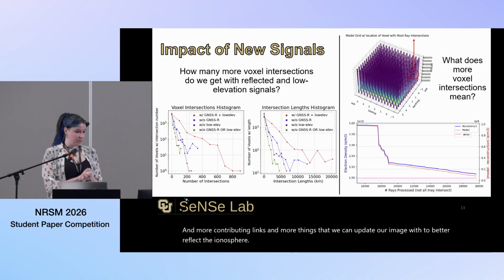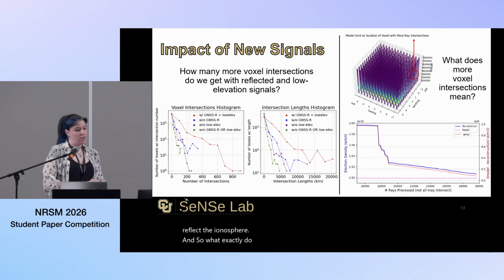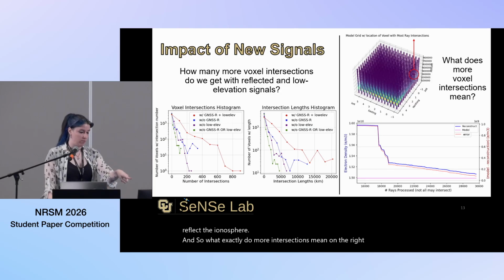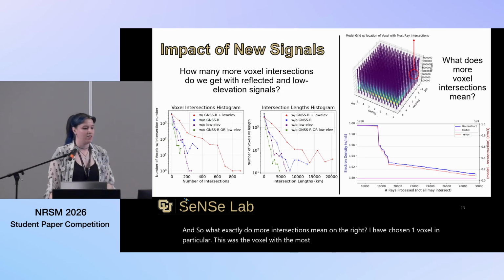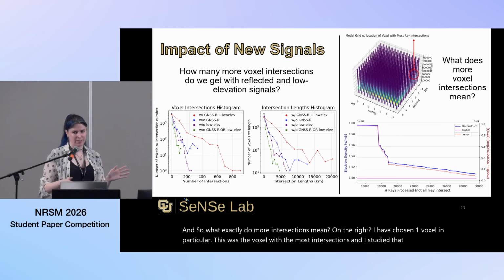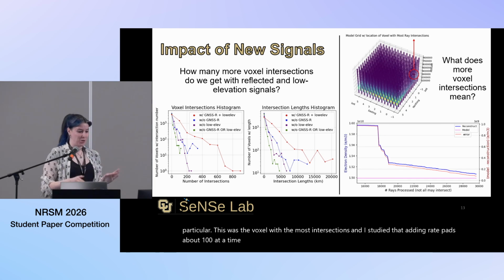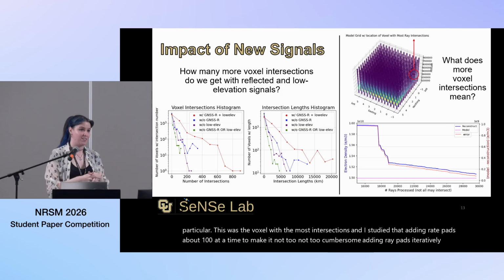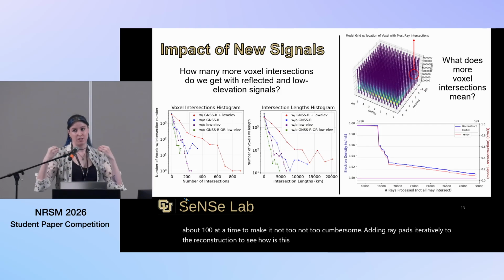And so what exactly do more intersections mean? On the right, I have chosen one voxel in particular. This was the voxel with the most intersections. I studied that, adding ray paths about 100 at a time to make it not too cumbersome, adding ray paths iteratively to the reconstruction to see how this voxel's electron density changes as we add data to it.